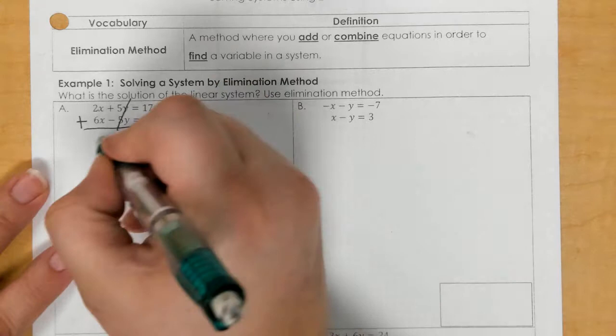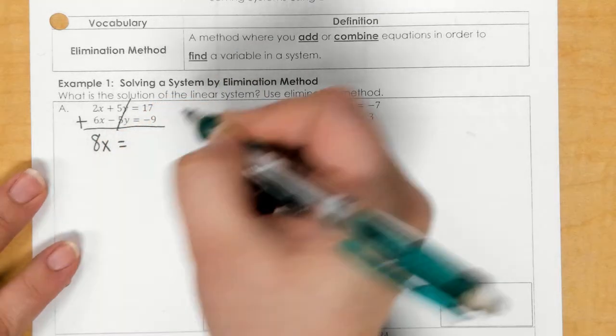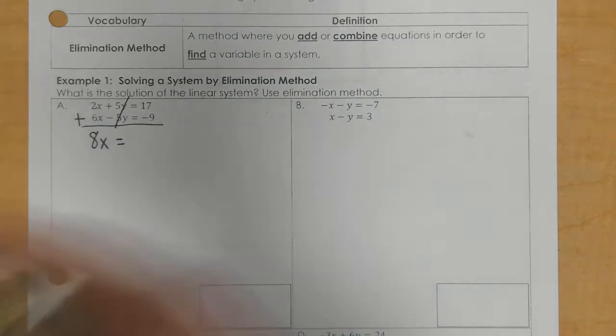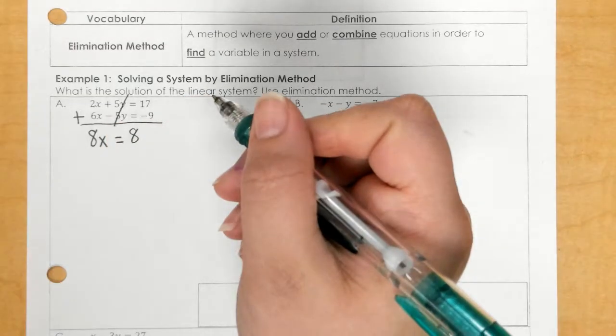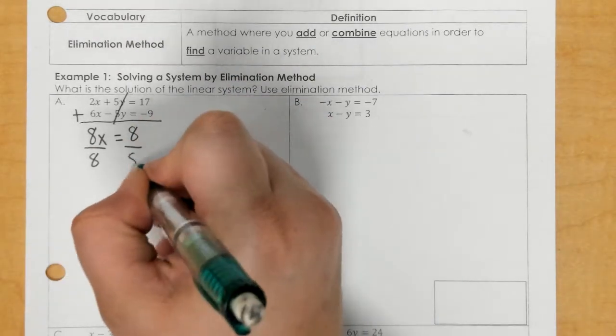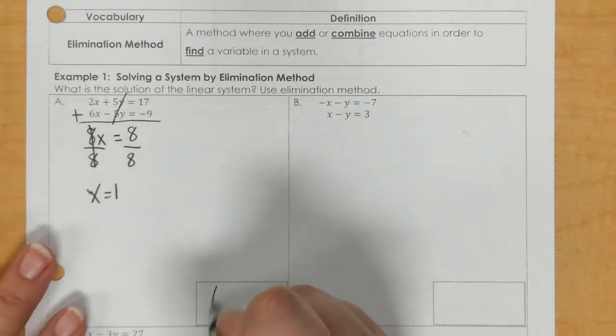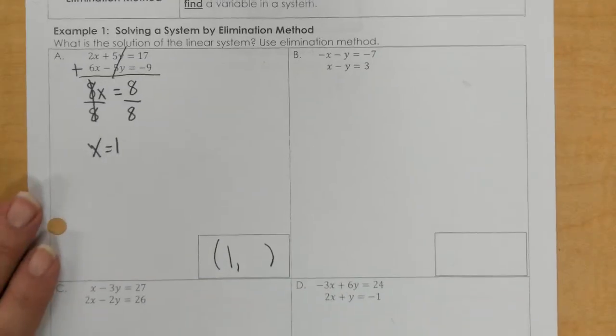They make 0. I combine. 6 plus 2 is 8x. And 17 minus 9 is 8. So how do I get x by itself? Well, I divide by 8 and get x equals 1. So now I know this much of my answer. Okay?